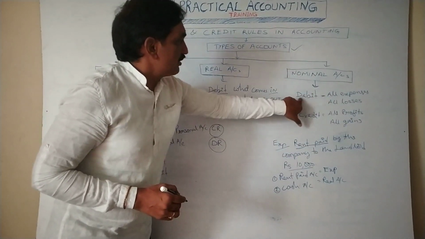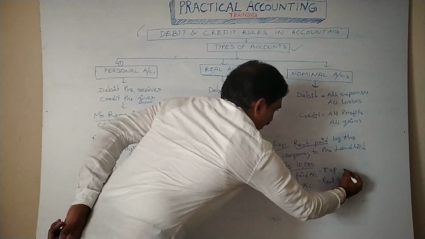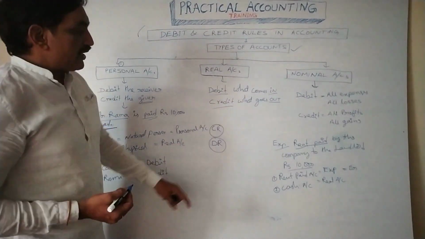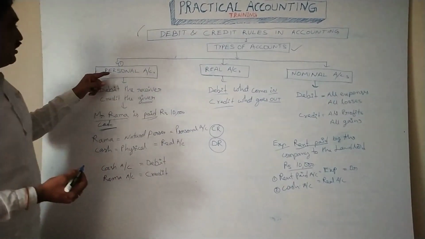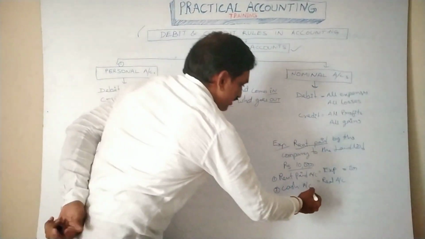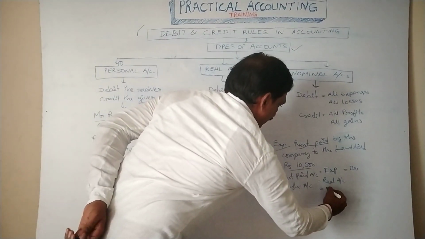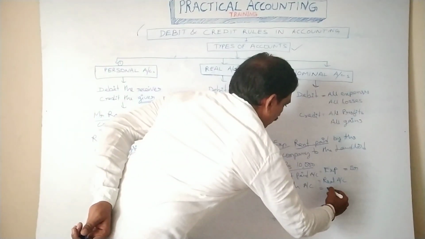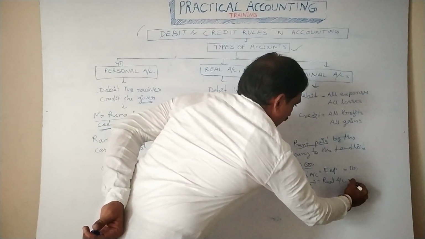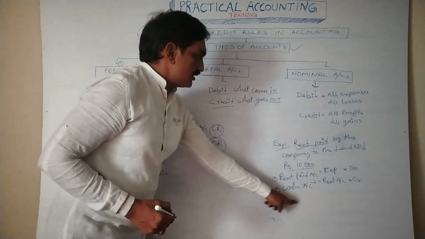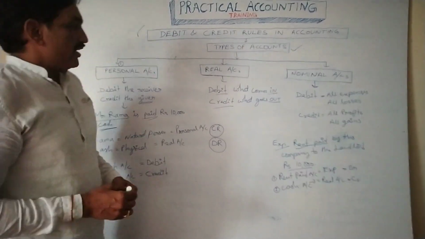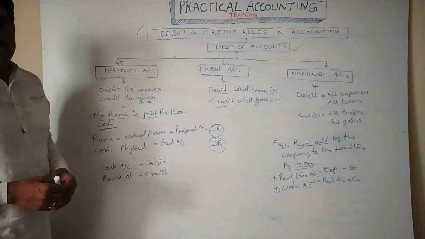So here rent paid is expenses. All expenses are debited, so the rent paid account is debited. And the cash account? As per real account rules, is cash coming inside or going outside? Rent paid means cash is going outside. So that real account is credited. Cash account is credited, rent paid account is debited. See, these are the golden rules of accounting.